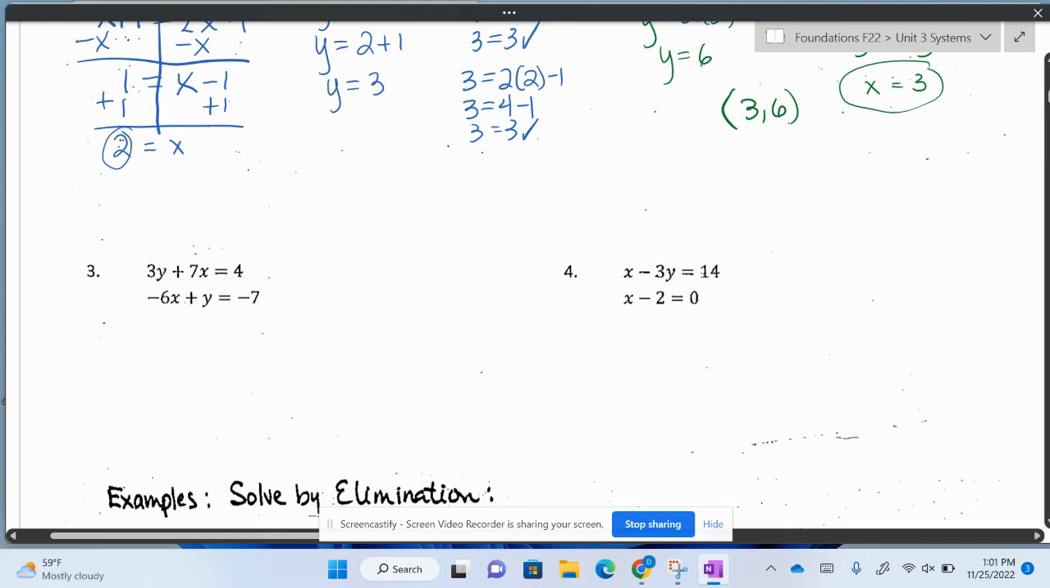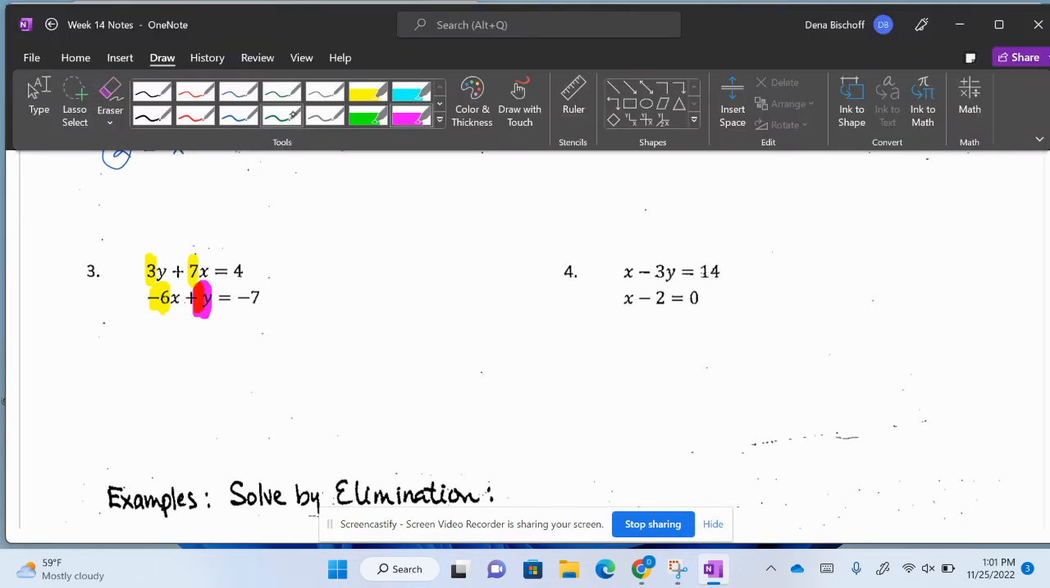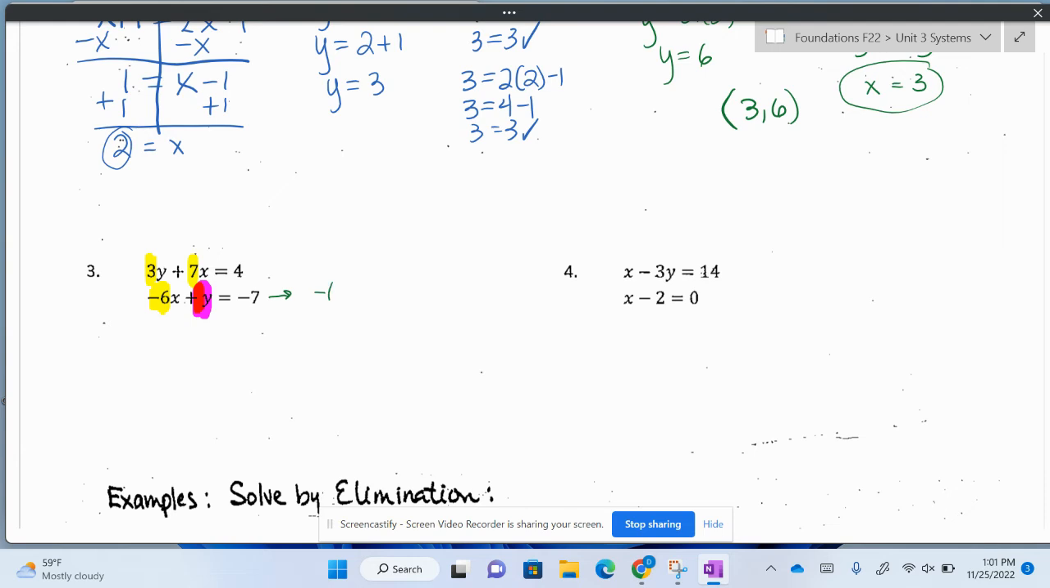For my next example, I want to solve one of these equations for either x equals or y equals. So remember the steps to this was you want to look at each coefficient attached to the variable, and you want to see if you have a variable that has no coefficient, like this right here. So we're going to solve this second equation for y. We're going to make this say y equals. So I have negative 6x plus y equals negative 7. I'm going to add 6x to both sides because remember I'm trying to get y all by itself. So y equals 6x minus 7.